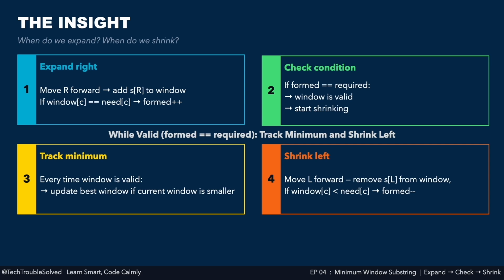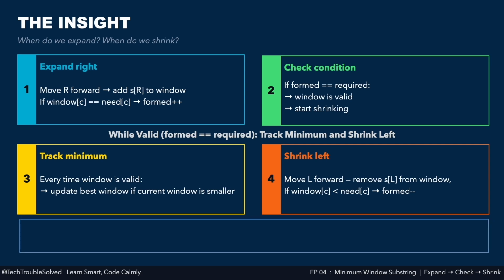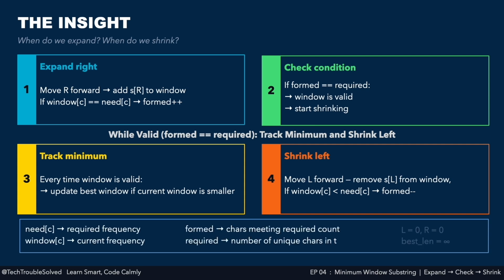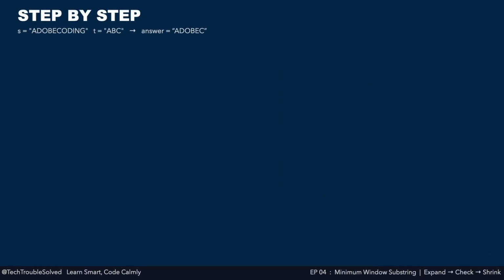Notice the shape. We expand until valid. We track and shrink while valid. We keep going until R hits the end. L only ever moves forward. R only ever moves forward. That's what makes this O of n. We will come back to why, but hold that thought. Let's run through the example by hand.